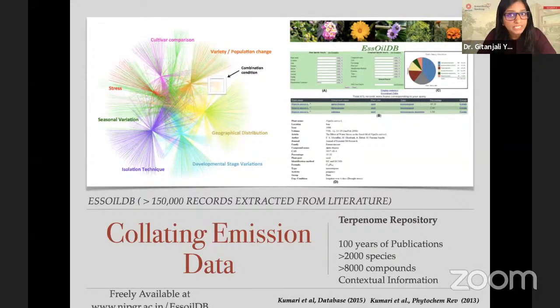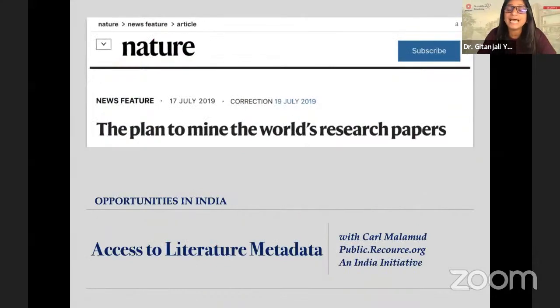And our premise for this is that much of what we seek is already existing in published literature. So we used 100 years of published literature to extract information about known chemicals from plants, different plants. And in this, I got a lot of help from colleagues and friends all over the world. This story is how we extracted and compiled plant emission data from literature.